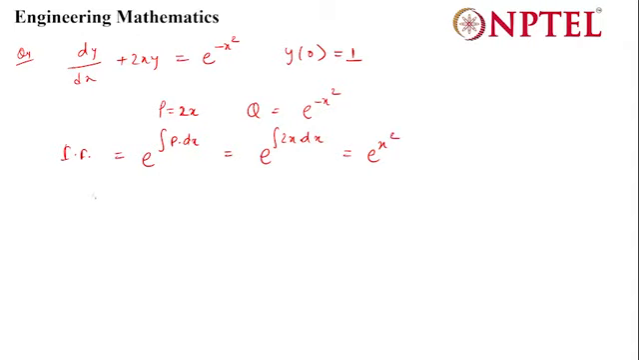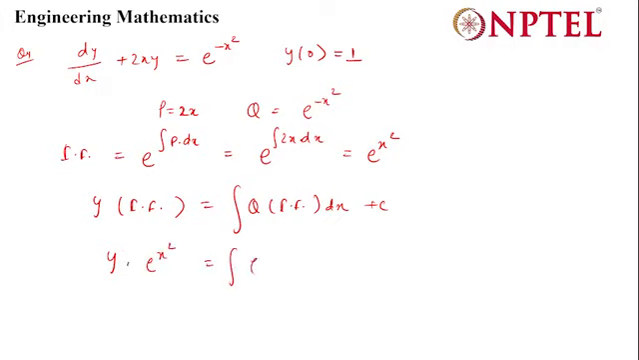Okay. What is the solution? y into integrating factor is equal to integration of q multiplied by integrating factor dx plus c. So here you can write y multiplied by e to the power x square. Q is already e to the power minus x square. It will be e to the power x square dx plus c. So your answer will be y e to the power x square. This will be cancelled. Both will be cancelled, and your integration of 1 dx will be x plus c.